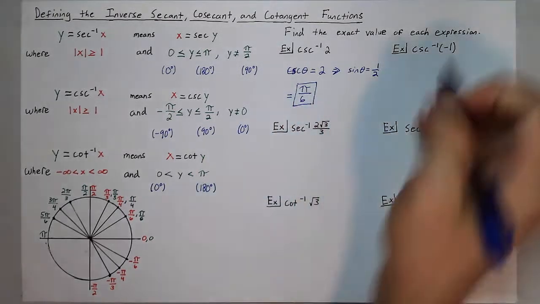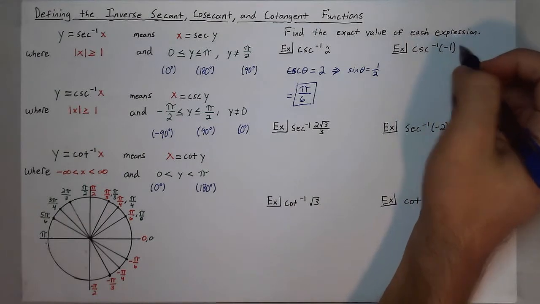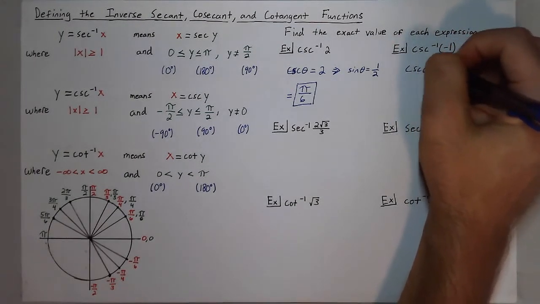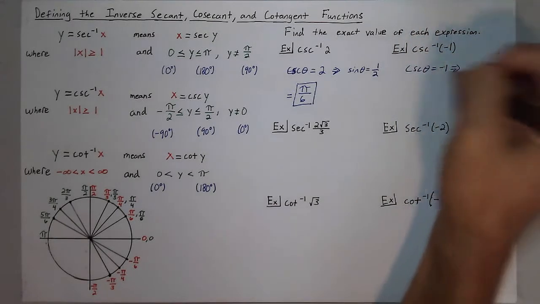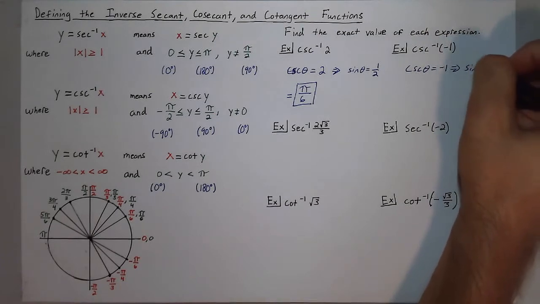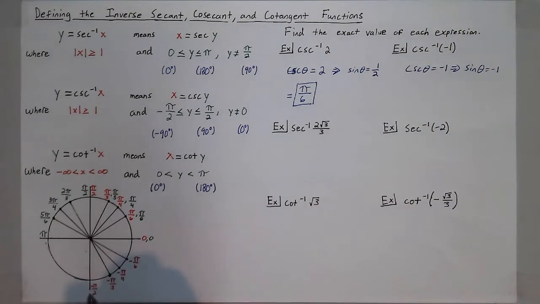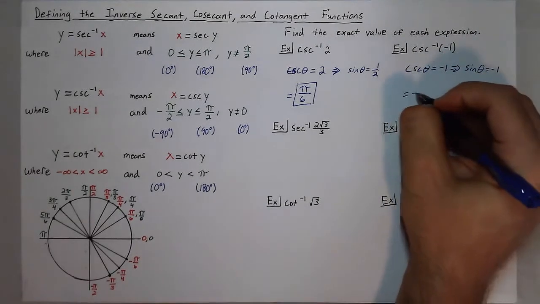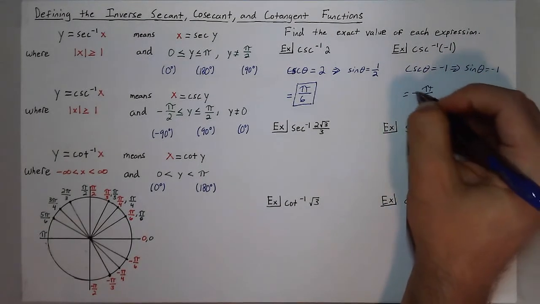Next up, we have cosecant inverse of -1, which means that I'm looking for what angle makes cosecant equal to -1. Conversely, the reciprocal of -1 is -1. So what makes sine of theta equal to -1? Well, that happens at -pi/2. So cosecant inverse of -1 is equal to -pi/2.